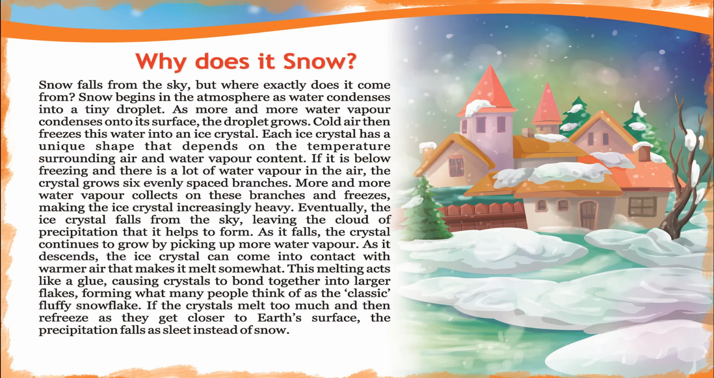This melting acts like a glue, causing crystals to bond together into larger flakes, forming what many people think of as the classic fluffy snowflake. If the crystals melt too much and then refreeze as they get closer to Earth's surface, the precipitation falls as sleet instead of snow.